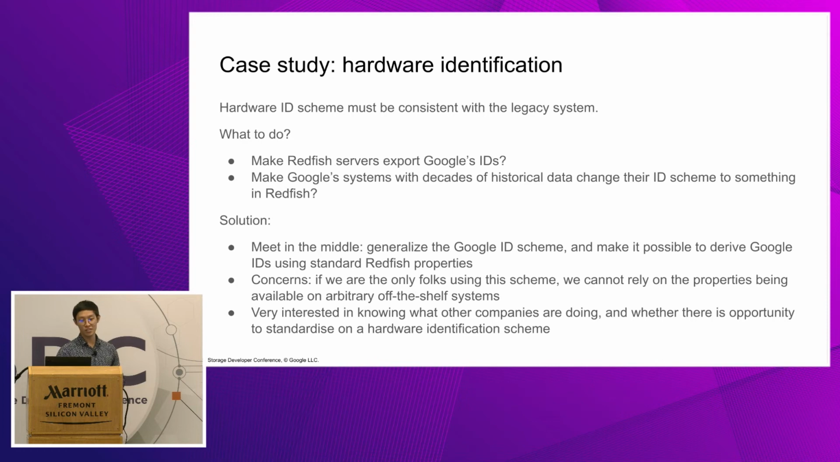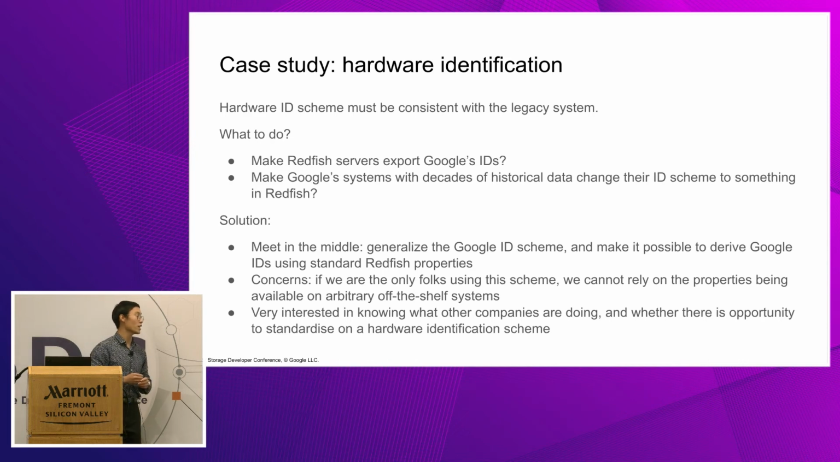The third case study has to do with hardware identification, where our hardware ID scheme has to be consistent with the legacy system, because we have databases of decades of hardware telemetry that needs to be backwards compatible. So the question is, should we make our Redfish servers export Google IDs, or should we migrate all the historical data to use some ID scheme based off of Redfish? The solution we ended up picking was to generalize the ID scheme to make it possible to derive the Google IDs using Redfish properties. I'll walk through that generalization in the next slide.